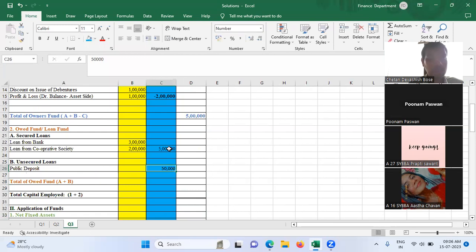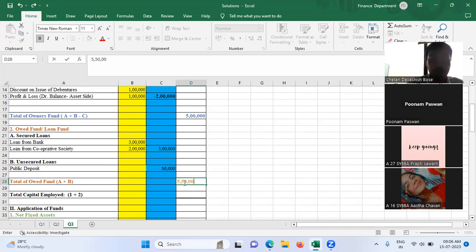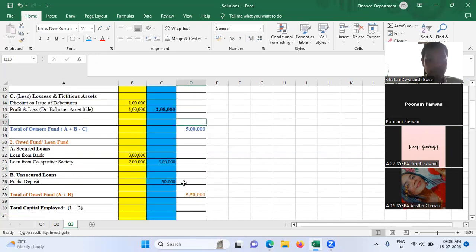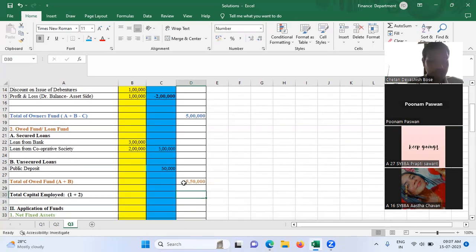So now just do the total of this. 5 lakh plus 5 lakh will give you 10 lakh 50,000. Am I correct? Please cross verify whatever I am writing and doing. Yes, sir. And what would be the total capital employed then? The total capital employed would be 11 lakh 50,000. Correct? 10 lakh, 10 lakh 50,000. It would be 10 lakh 50,000.